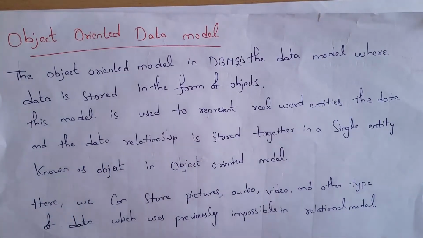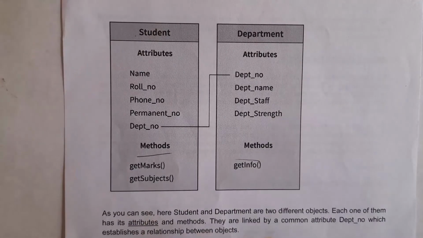In the object-oriented data model, we can store pictures, audios, videos and other types of data, which we can't store in the relational model. In the relational model also we can store audios and videos, but it is not recommended. So if you want to store audios, videos, pictures or any other data, then you can use the object-oriented data model. Guys, this is a simple example of the object-oriented data model.